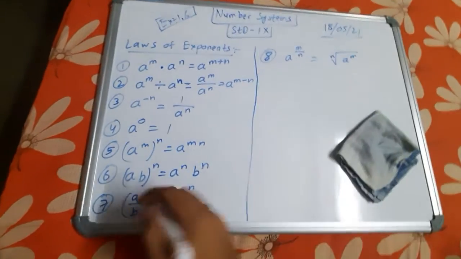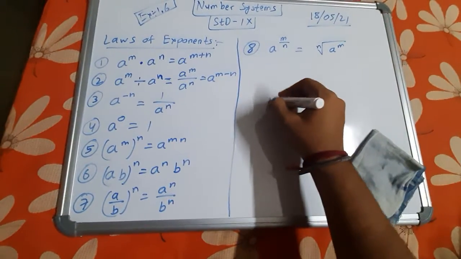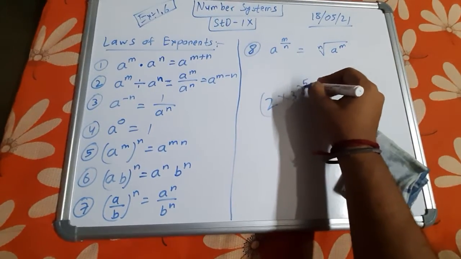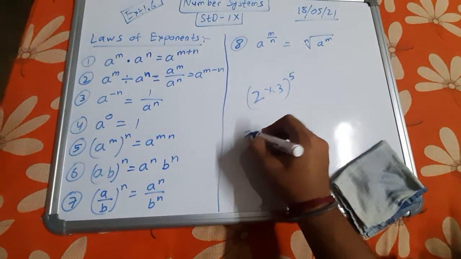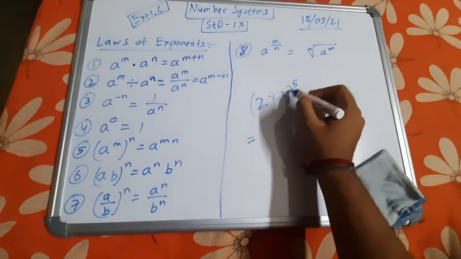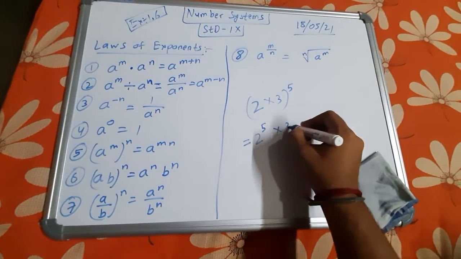Next, ab whole to the power n equals a to the power n into b to the power n. Let's take the example 2 into 3 whole to the power 5. The 5 will be attached to the power of 2 and to the power of 3, so 2 to the power 5 into 3 to the power 5.